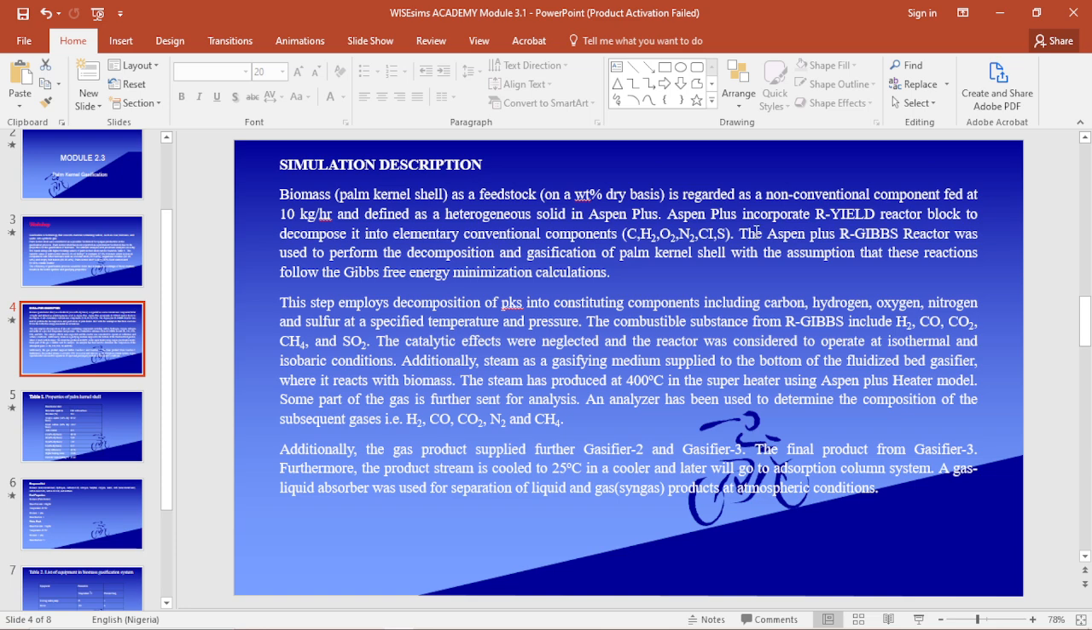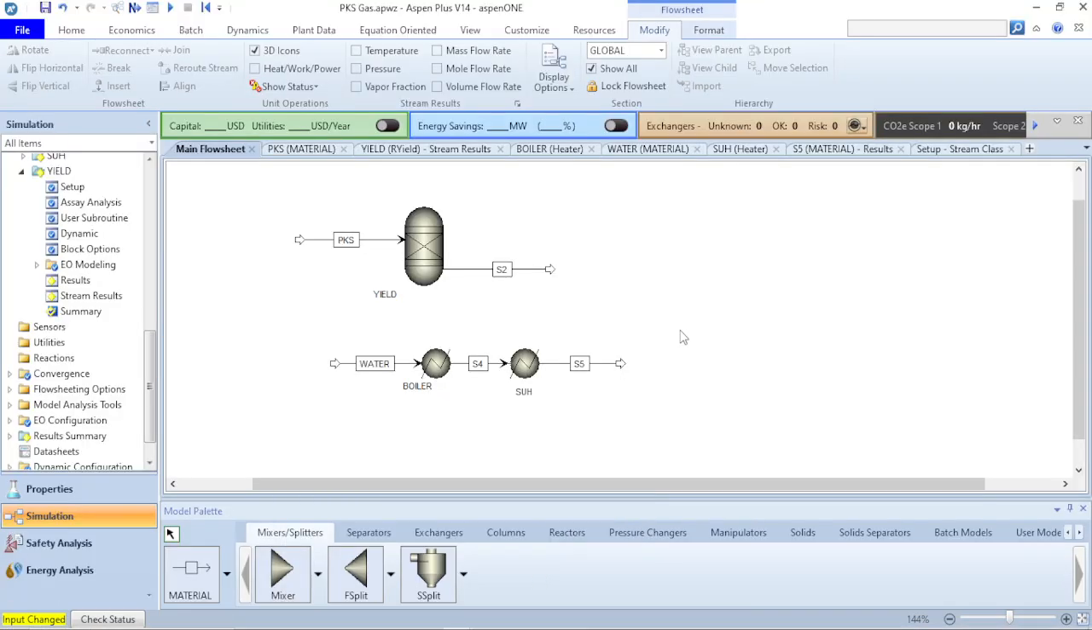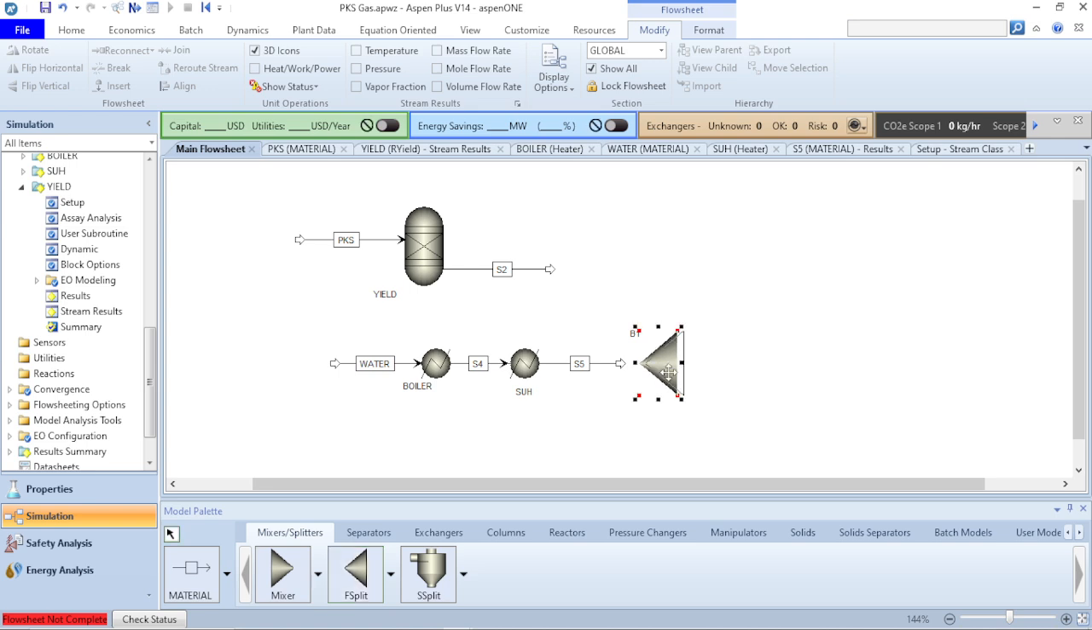So the RGibbs reactor was used to perform the decomposition of the gasification of the palm kernel shell, with the assumption that this reaction follows the Gibbs free energy minimization calculation. So that's basically what we are using to solve this forward. Before we get there, we have to split this stream. We're splitting this stream, so I'm going to make use of the FSplit for it.